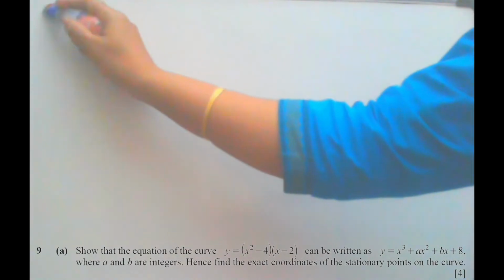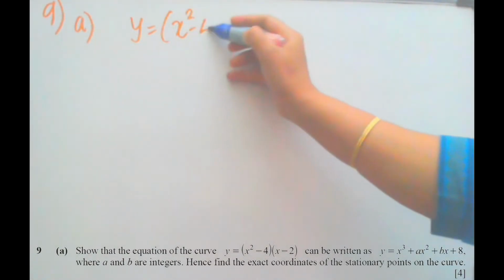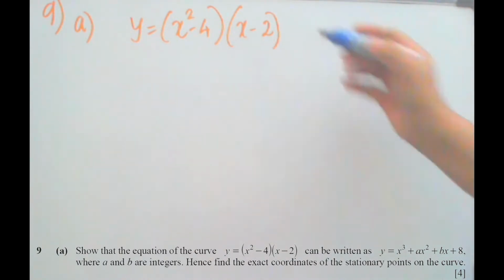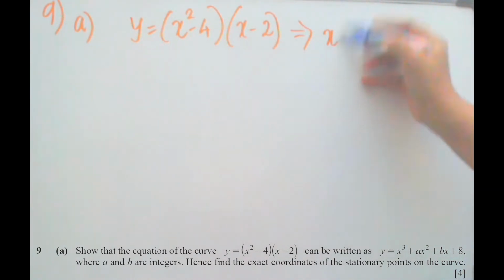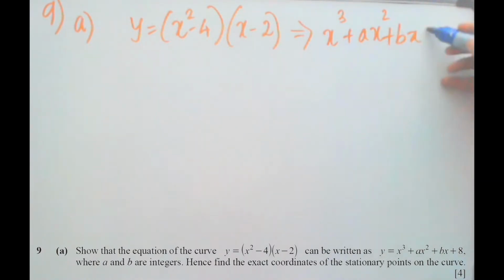Question number 9. A. Show that the equation of the curve y equal to x square minus 4 into x minus 2 can be written in the form x cube plus ax square plus bx plus 8, where a and b are integers. Hence find the exact coordinates of the stationary points on the curve.